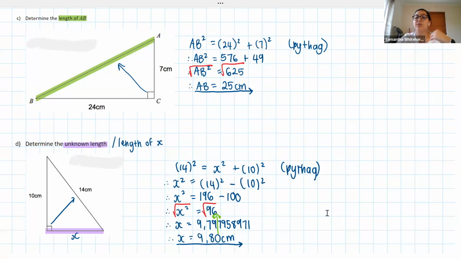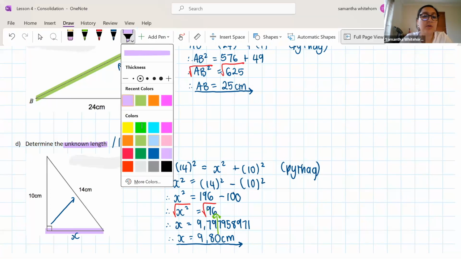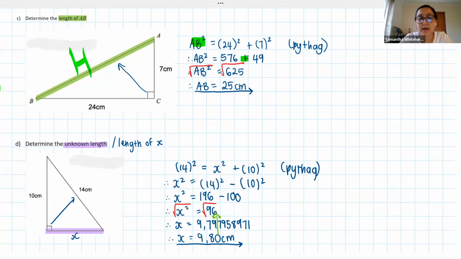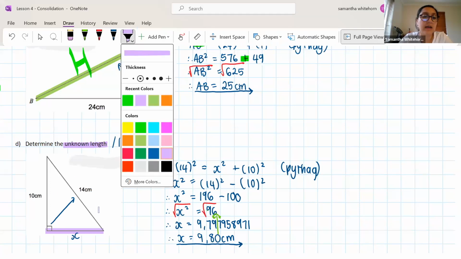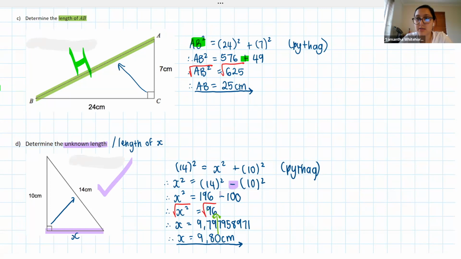Okay, there's a question of why did I say plus at C but minus at D? So let's just quickly have a look-see. So in question C, I'm looking for the hypotenuse. That's my unknown. So when I am looking for the hypotenuse, I add. However, in question D, I had the hypotenuse. So whenever I'm looking for a side that isn't the hypotenuse, I have to subtract. Okay, so when I'm looking for the hypotenuse, add. When I have the hypotenuse, subtract. Okay, so I hope that answers the question.